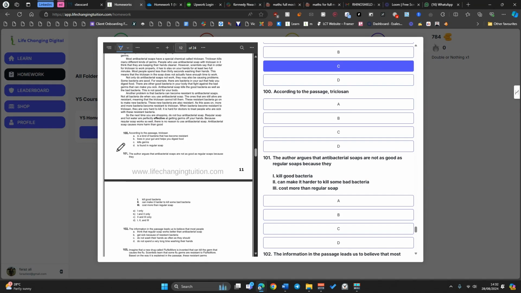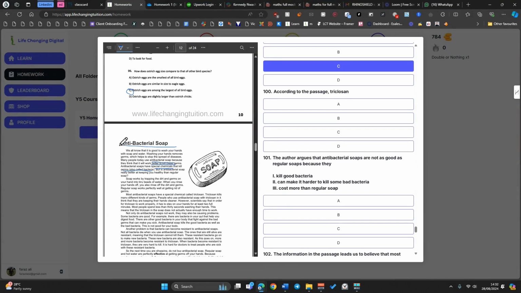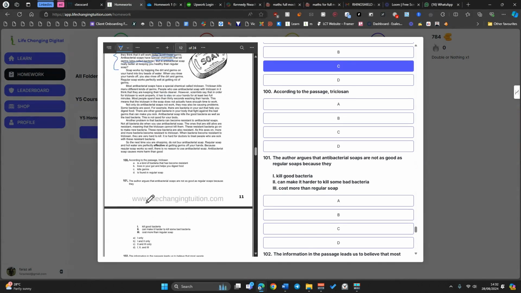Okay, let's have a look at the questions quickly, because what I like to do is first of all read a bit of the passage that will tell us what this is about, and then we can look at the questions and then we can know what context we should be looking at the passage in.